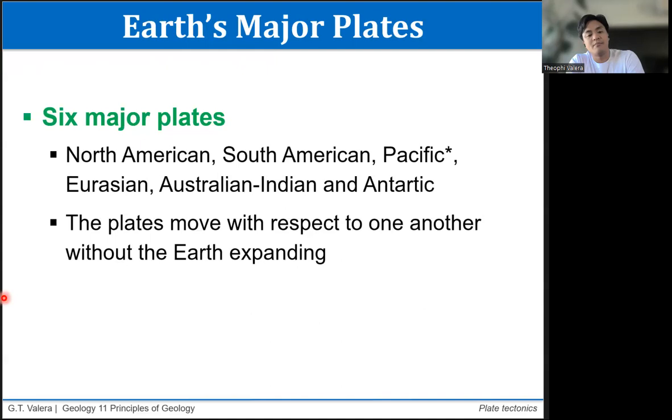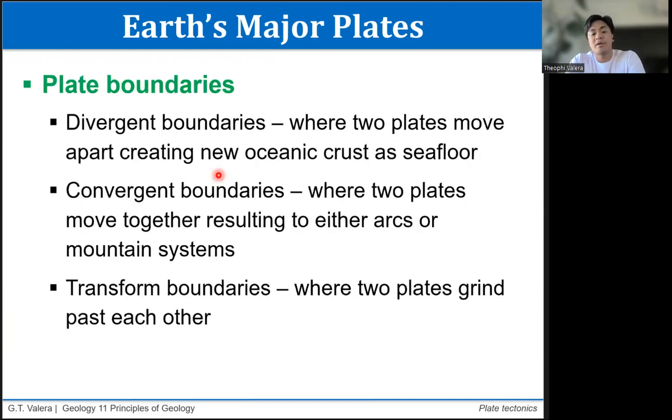And then you have minor plates. These are plates that are also relatively large, but not as large as the major plates. So these plates move with respect to one another without the Earth expanding, because in some areas two plates move away from one another, creating new oceanic crust, and we call these divergent plate boundaries. In areas where two plates collide, these are areas of convergence, so we call them convergent plate boundaries.